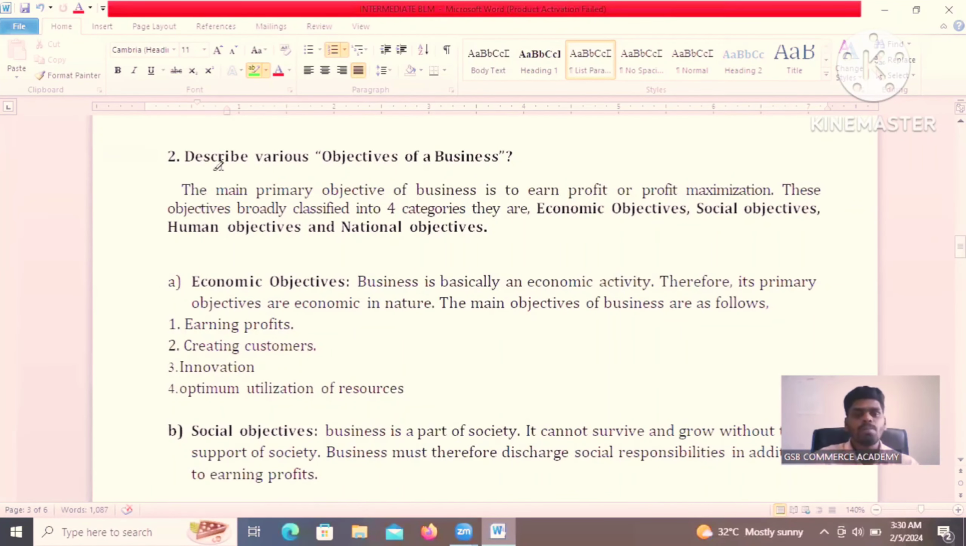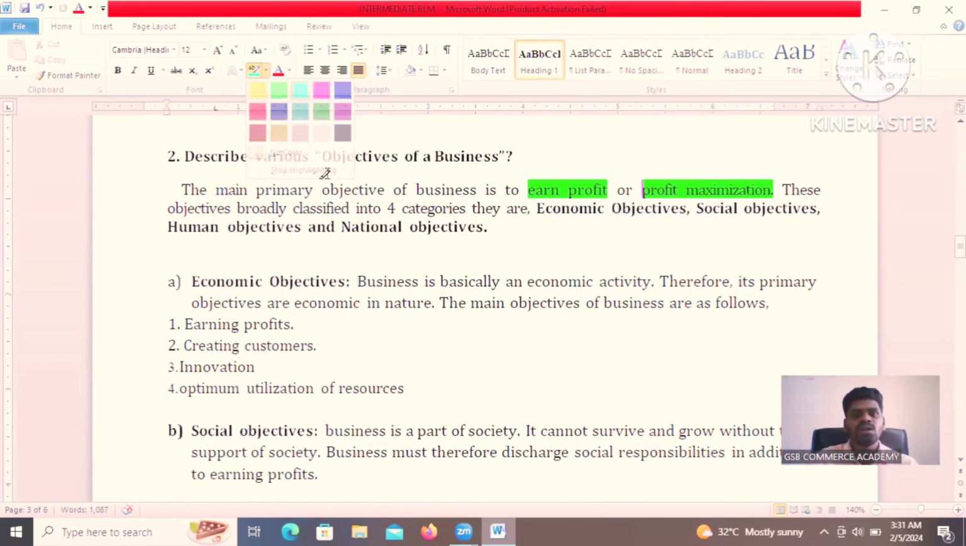Here, I already explained the business meaning, and the main primary objective of the business is to earn more profits, or maximization of profits with minimization of costs. This is the main objective of the business. These objectives are broadly classified into 4 categories: economic objectives, social objectives, human objectives, and national objectives. These are the main 4 types of objectives of every business.